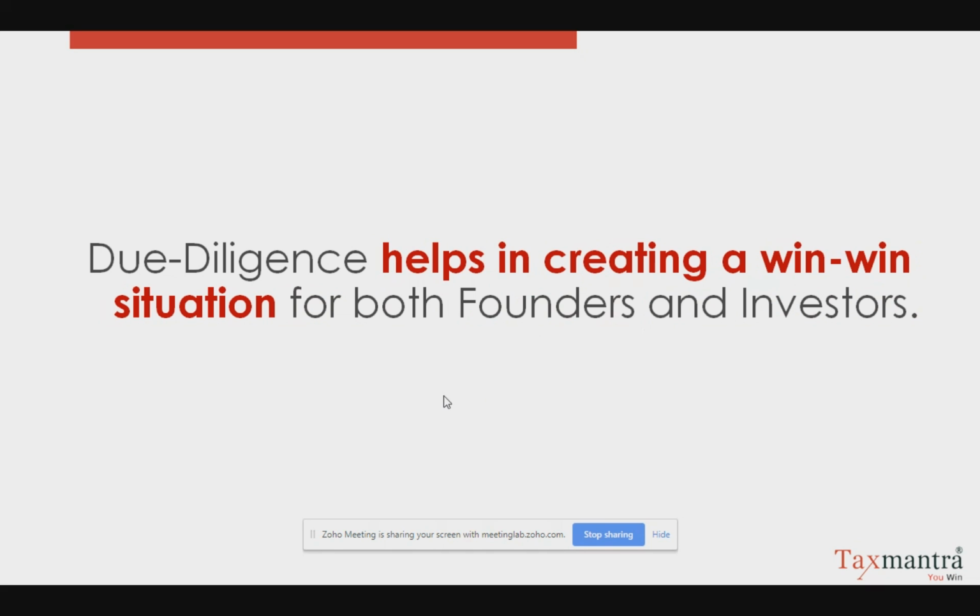So when the due diligence process is done properly, both by the founders and the investors, this helps them to create a win-win situation. So they arrive at a situation where both the parties can get the maximum benefit.